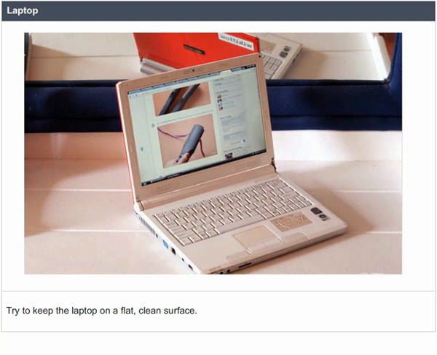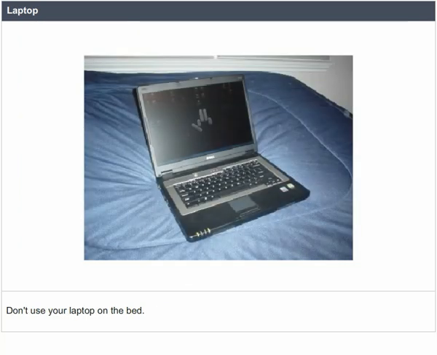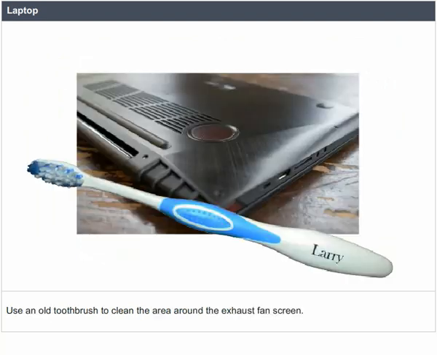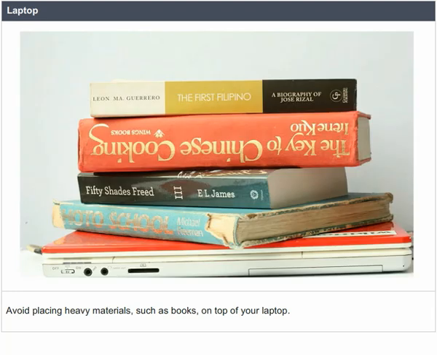Try to keep the laptop on a flat, clean surface. Don't use your laptop on the bed. Use an old toothbrush to clean the area around the exhaust fan screen. Avoid placing heavy materials such as books on top of your laptop.